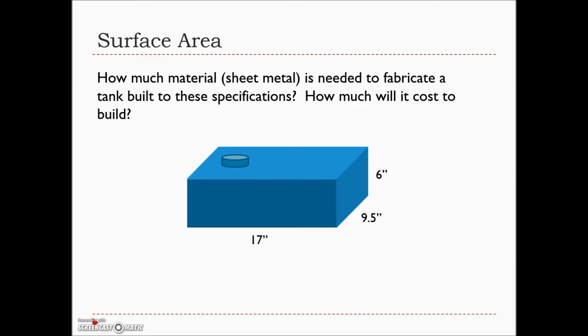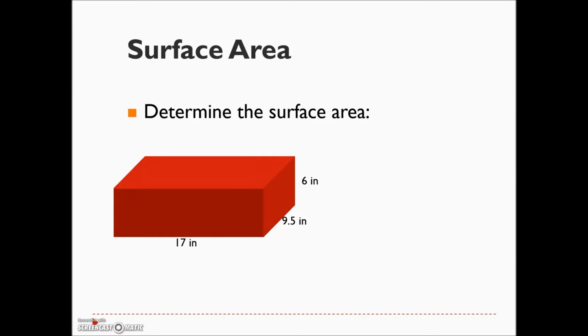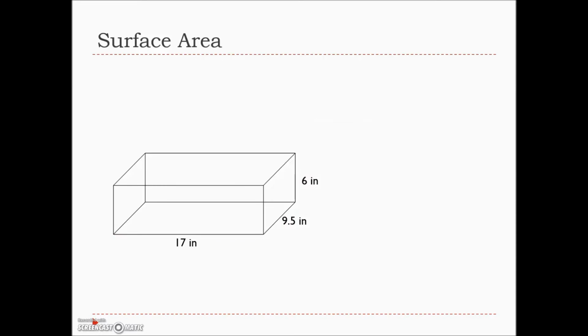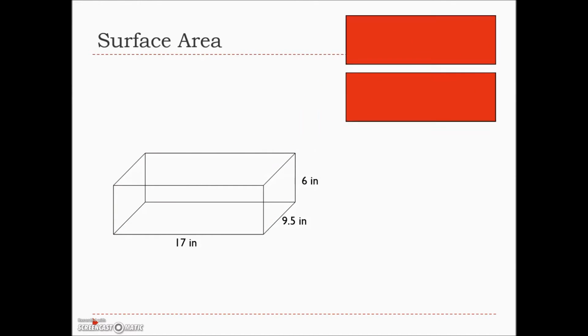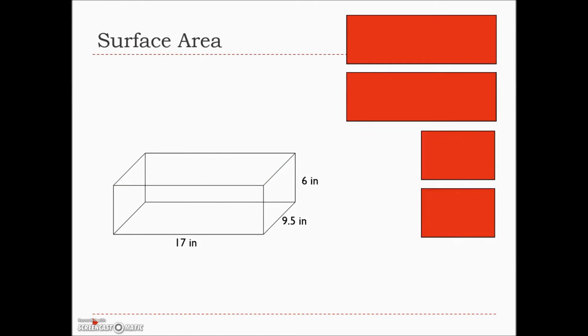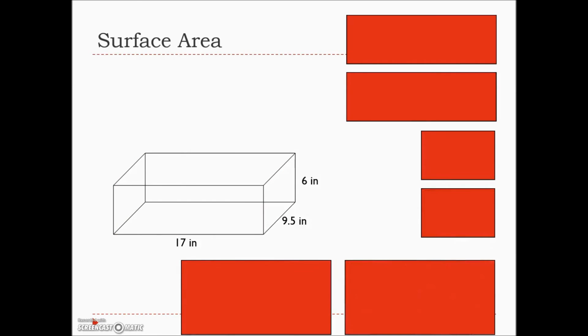When you determine the area of all the surfaces of an object, this is called total surface area. Here we have a rectangular solid, and it has 6 sides. We have the front and back, the left and right ends, and the top and the bottom. Each of these sides is in the shape of a rectangle.